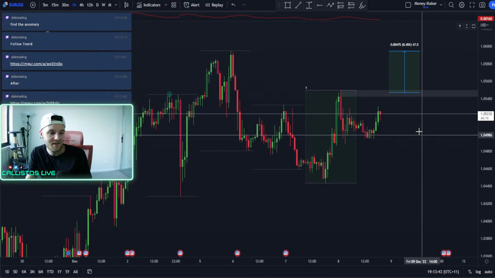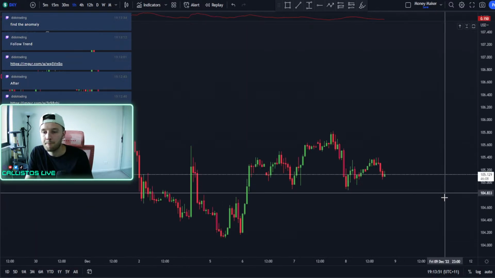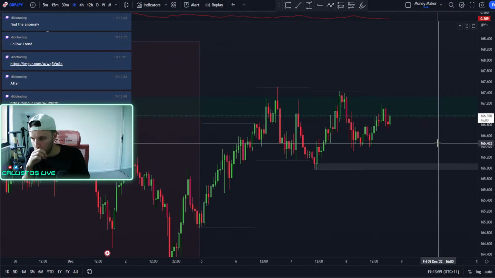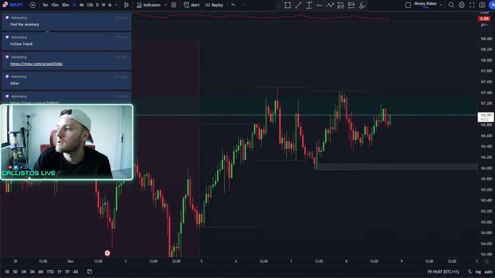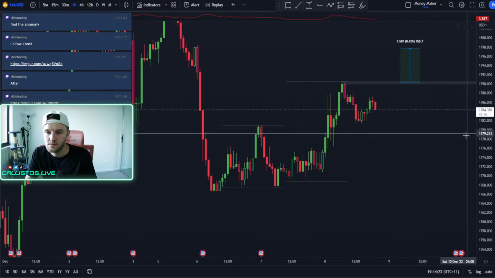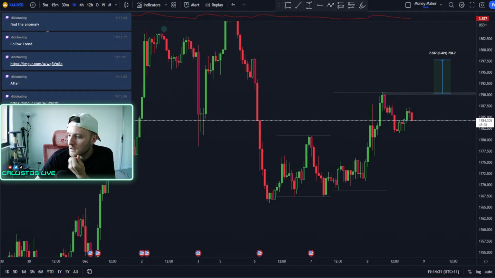Funny anomaly. Find the anomaly. I don't think he was allowed to send links in the chat. It used to block people from sending links, but now it lets people. That's interesting.